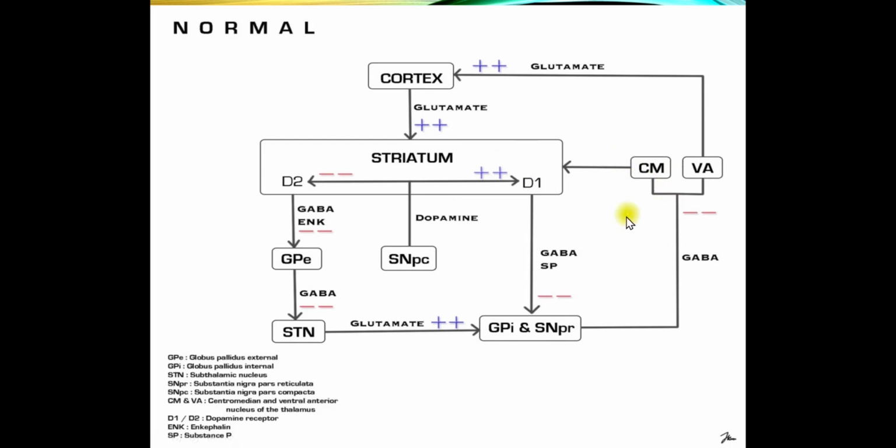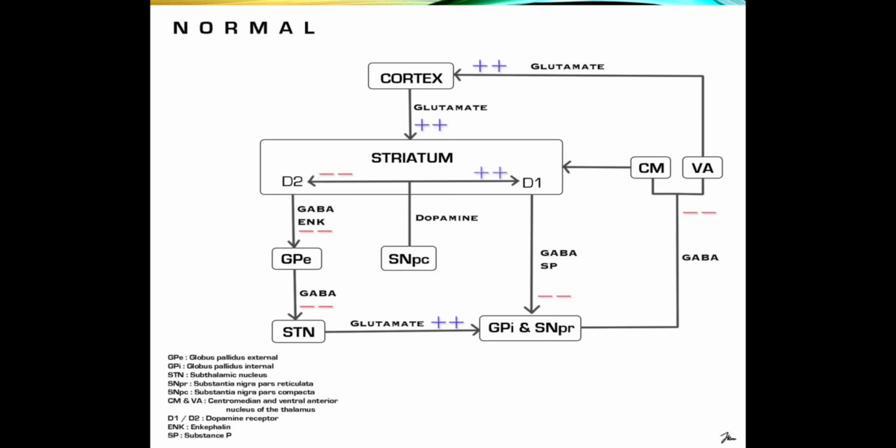Now we have the pars compacta of the substantia nigra. That's the dopamine producing cells. These project up to the striatum, and you'll notice that dopamine has two very different effects. It activates dopamine D1 receptors in the striatum, and it inhibits dopamine D2 receptors in the striatum.